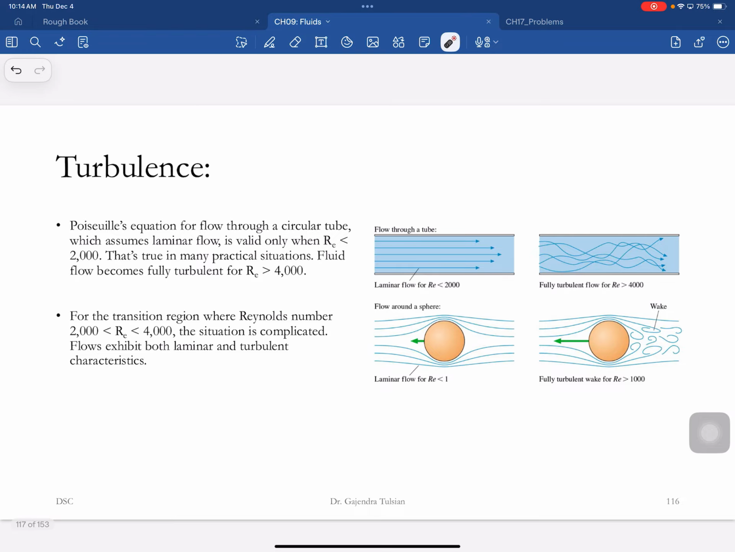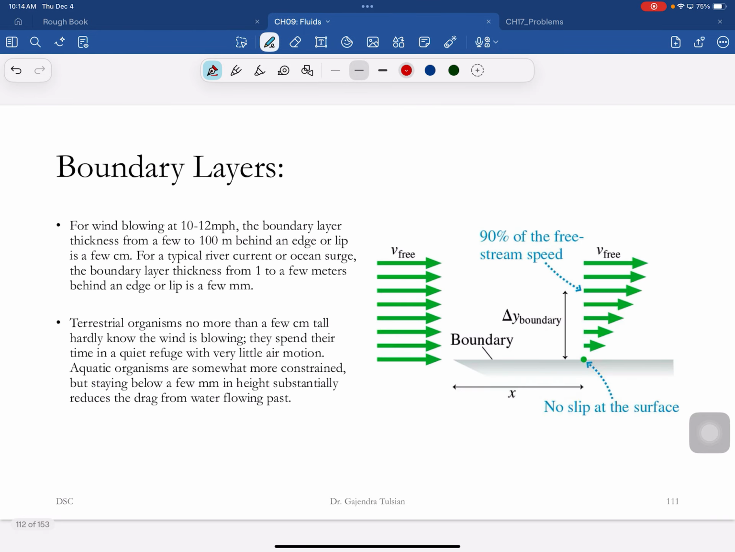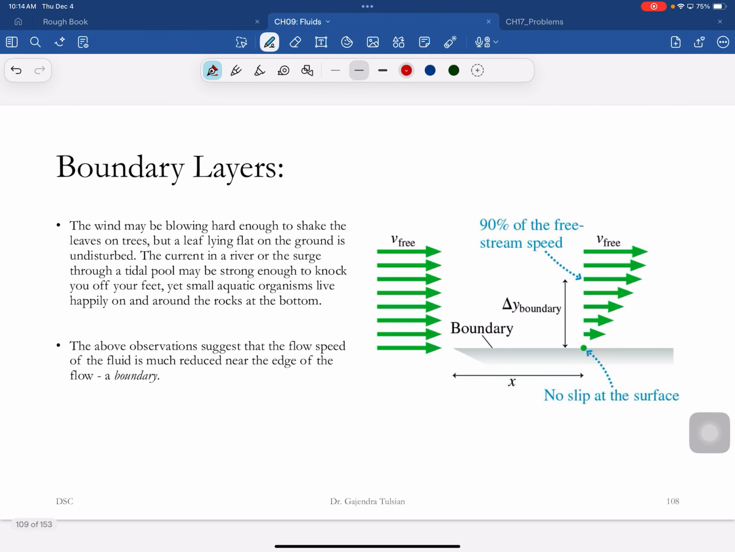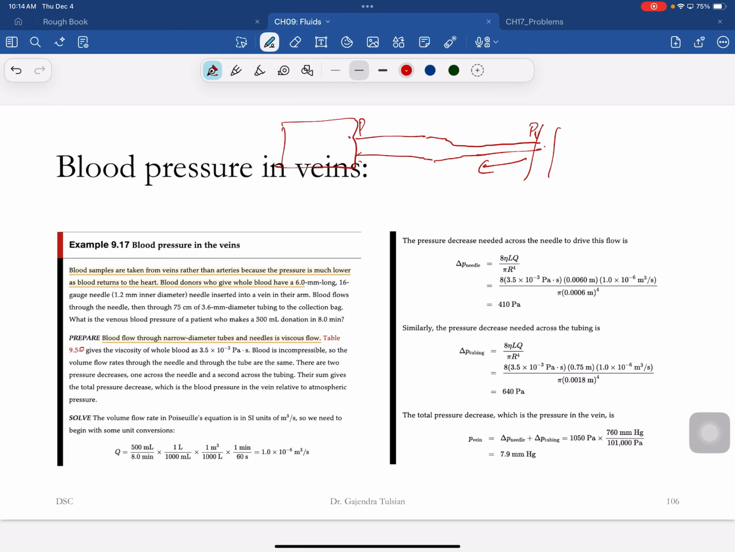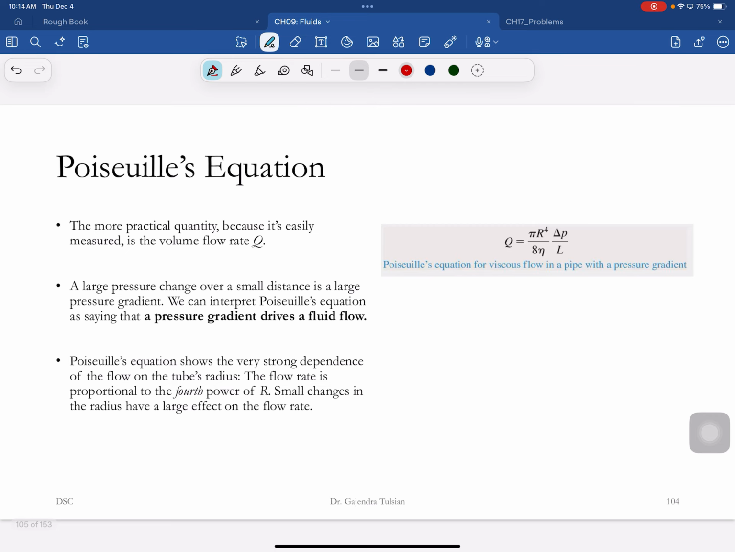Poiseuille's equation for flow through a circular tube, which assumes laminar flow, is valid only for Reynolds number less than 2000. Poiseuille's equation has 8 and r to the power 4. Okay, let me look it up. R to the power 4. This equation, so pi r to the power 4.